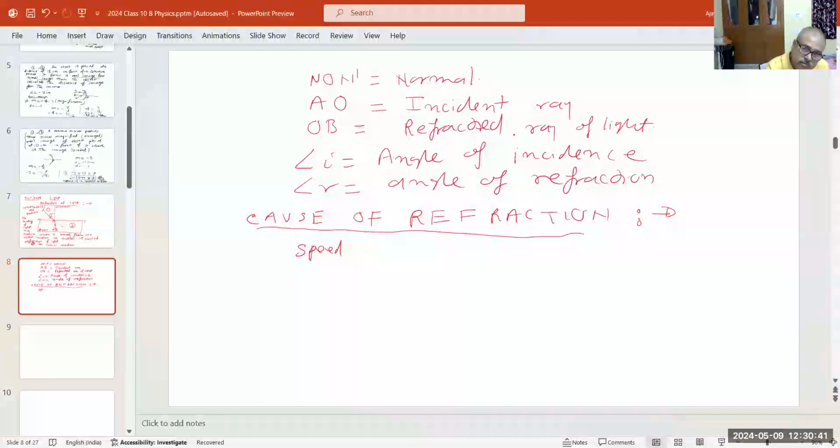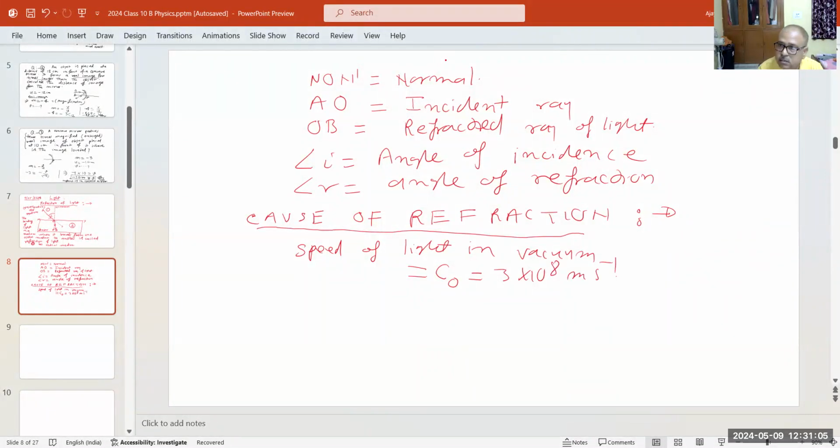Speed of light in vacuum, you decide, is written as C naught. If this speed of light is 3 into 10 to the power 8 meter per second, if this very speed of light in the vacuum is 3 into 10 to the power 8 meter per second, this very speed of light is also considered for air medium, for simplicity, for study purposes.